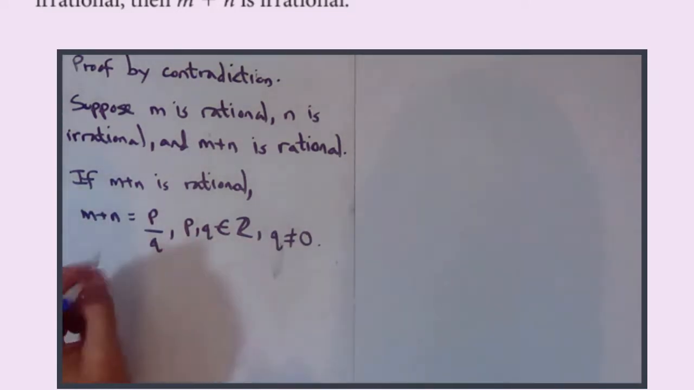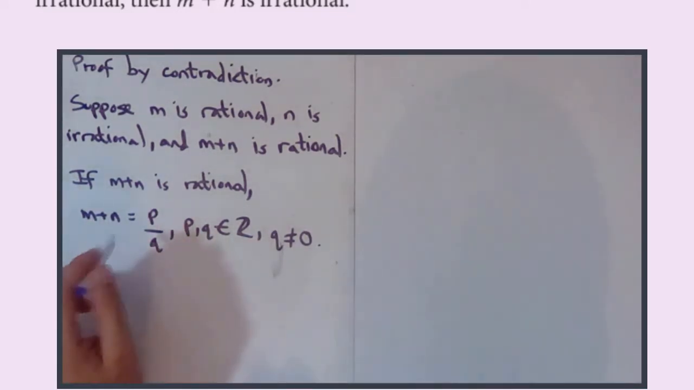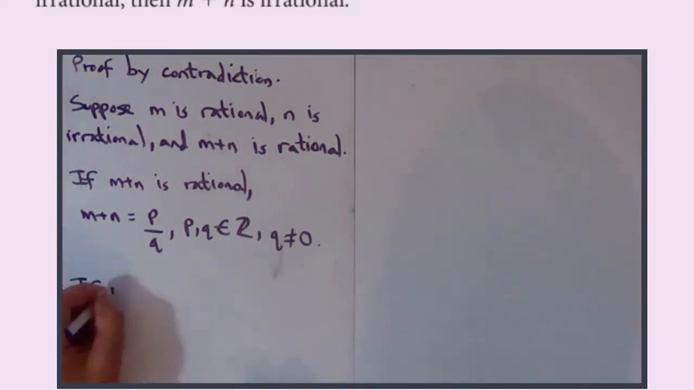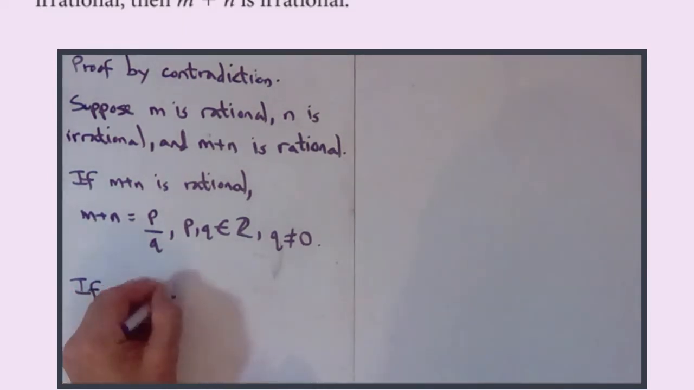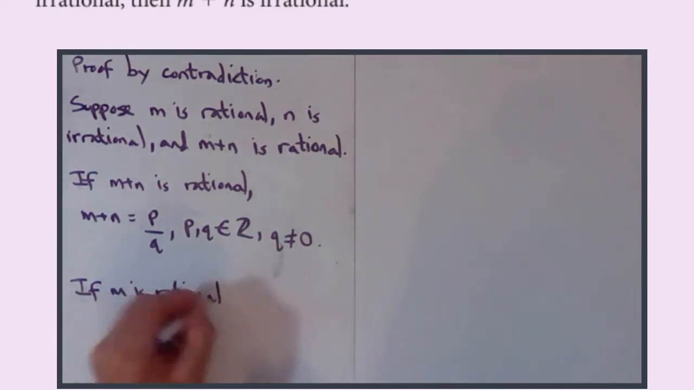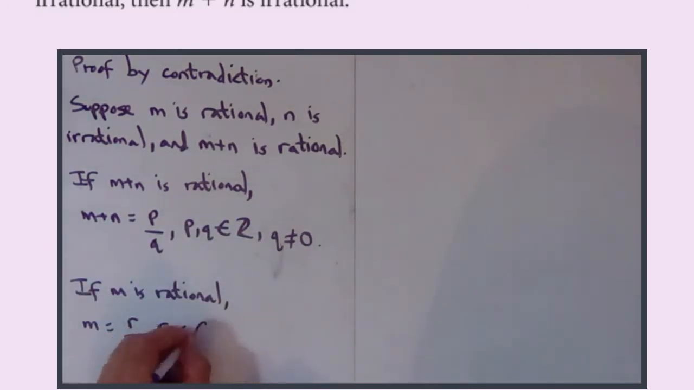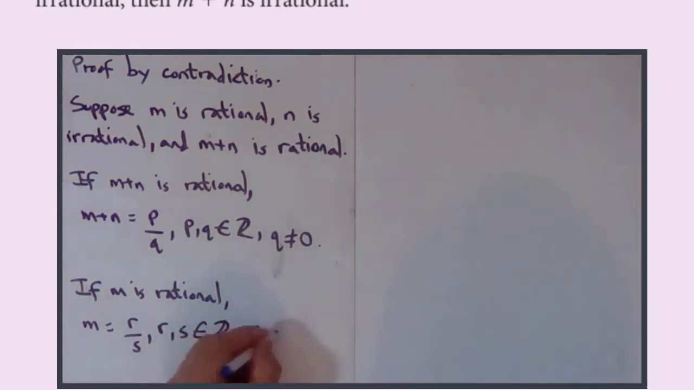So that's the way we're going to write m plus n. We also need to write a similar expression for m. If m is rational, we will say m equals, well, we're not going to use p and q, we've already used those, so we'll say it's r over s. R and s need to be integers, and s cannot be 0, or it wouldn't work.